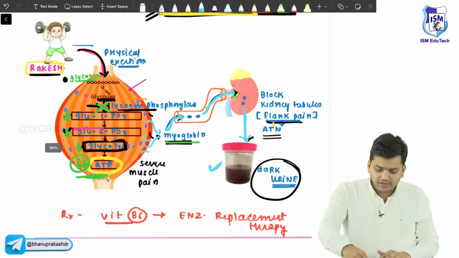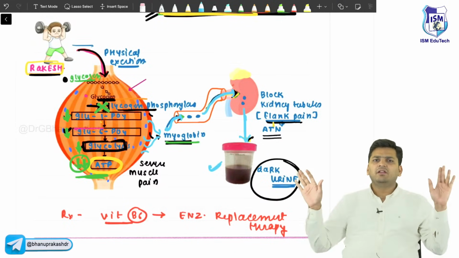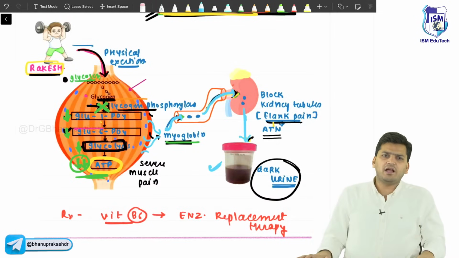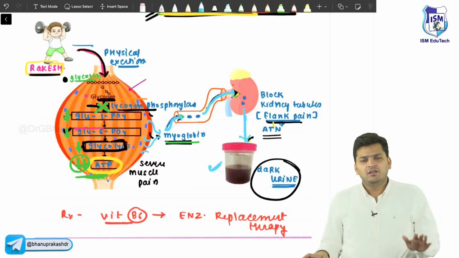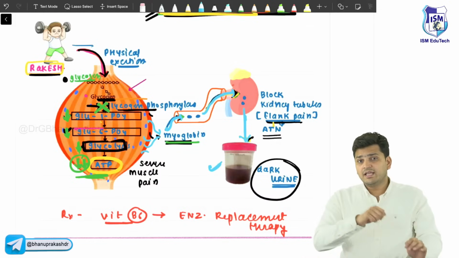So, how to diagnose McArdle's? If they say that there is a guy, whenever he does physical exertion, he has severe muscle pain, followed by pain in the flank area, followed by dark colored urine, it is McArdle's. What is the enzyme deficiency? Muscle glycogen phosphorylase. And it's a tricky question.